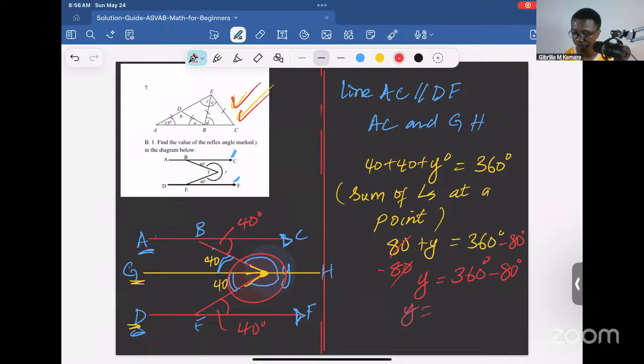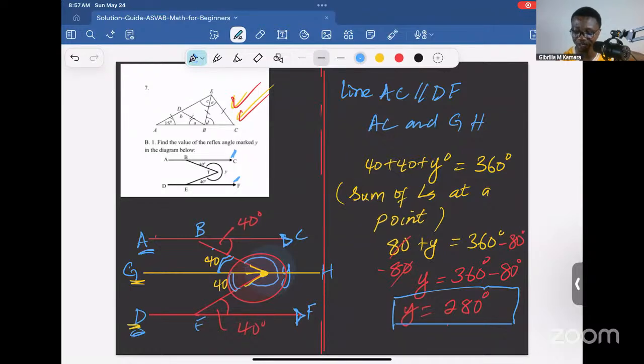So that gives you, I guess, 280, which is your answer. Okay. 280 degrees, and that is your answer. So we've solved question 7. I'll bring another question.